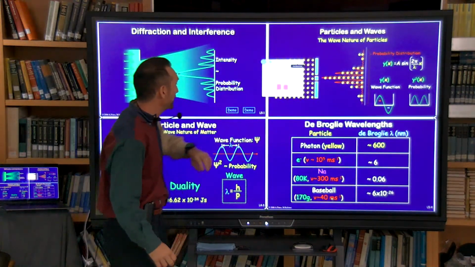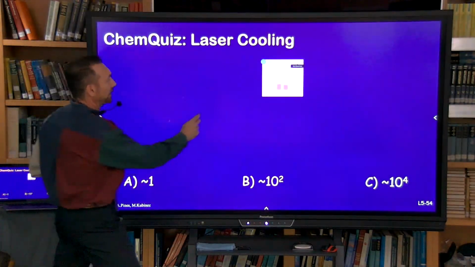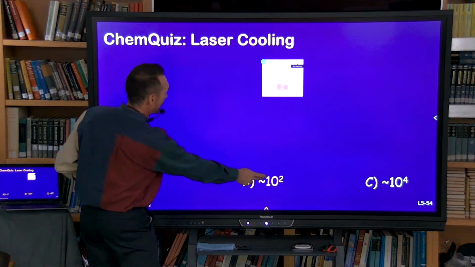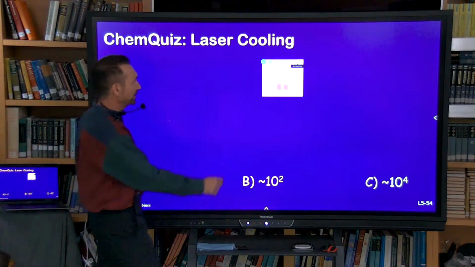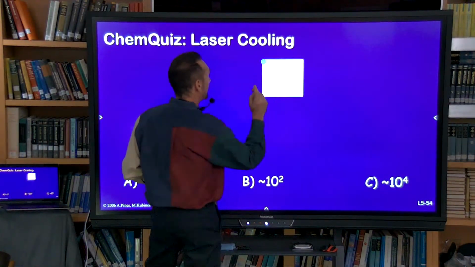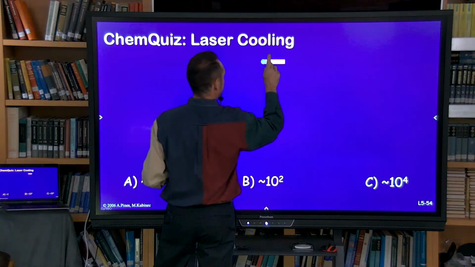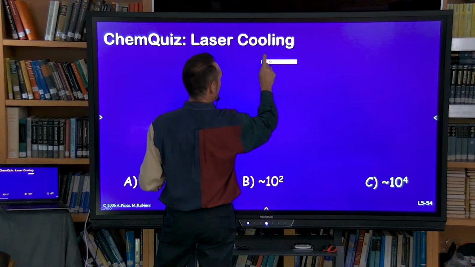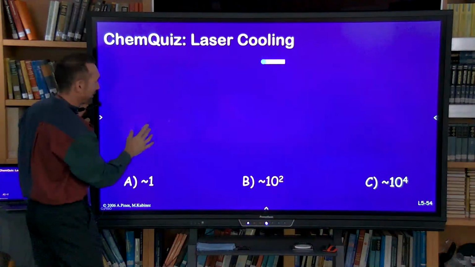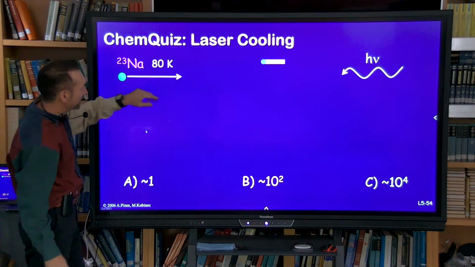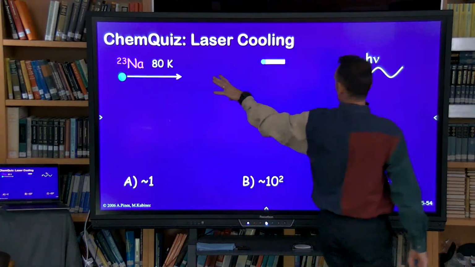B and C equally popular, it looks like. So some of you thinking about 100, some of you thinking about 10,000. So which is about right? Well, we saw a minute ago that we have sodium atoms coming in, and they have a certain wavelength associated with them. They have a certain momentum.